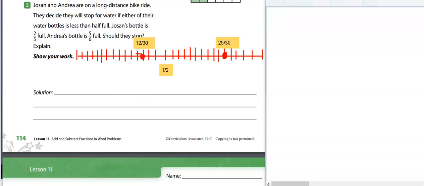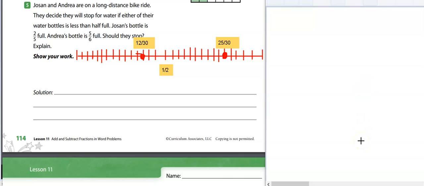Alright, boys and girls, if you look to the right of my screen, we have now made our 2/5 and our 5/6 equivalent fractions. By doing so, we had to multiply 2/5 by a like fraction, 6/6, and that gave us 12/30. And to make 5/6 equivalent, we had to multiply by a like fraction, 5/5, which gave us 25/30.